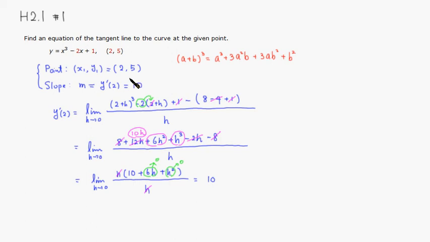Then what you need to do is write an equation using this slope and point. By the point-slope formula, the equation is y minus y1 equals slope times the quantity x minus x1. y1 in this case is 5, which is equal to m, which we found to be 10, times x minus x1, which is 2.